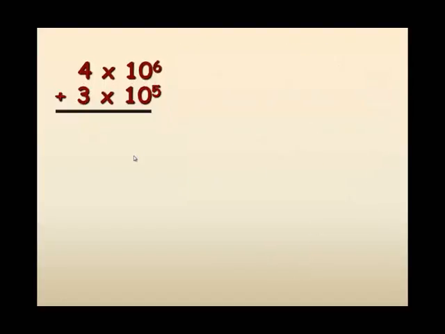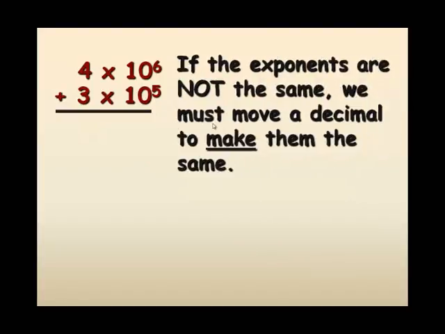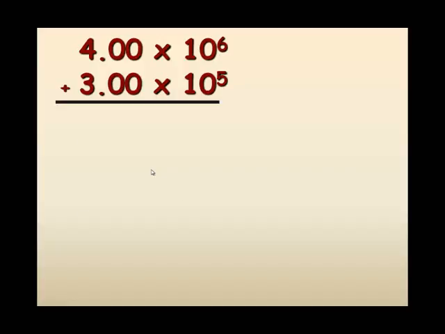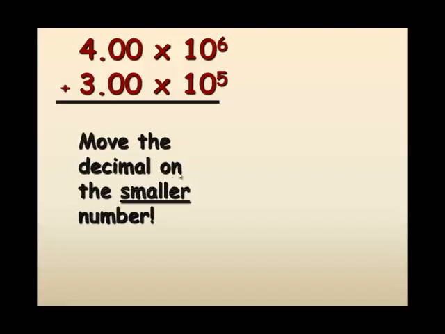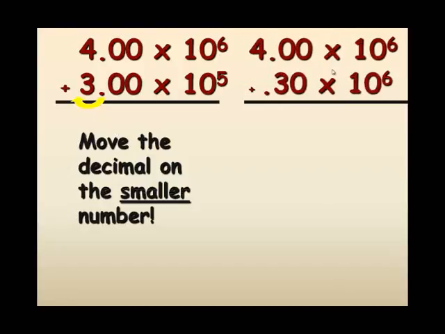Looks pretty easy, right? Gets a little more complicated here, because I do not have the same exponent on both of these. So what I have to do is change one of those exponents to make it the same as the other. And it's usually easier to change the smaller one. Okay, move the decimal on the smaller number. So I'm going to move it 1 place to the left. And when I do that, it becomes 10 to the 6th, but the decimal place has moved, and now I can add these. I've got my exponents the same, and I can add 4.3 times 10 to the 6th.